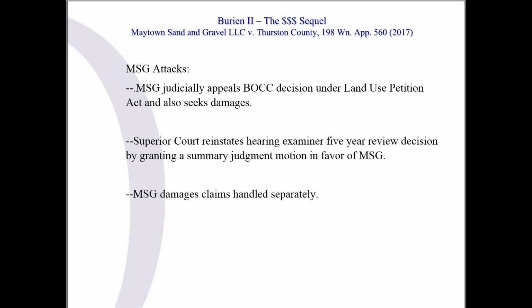At the outset, the Superior Court reinstates the examiner's 5-year decision, says that was valid. All the stuff that the Board of County Commissioners placed on that 5-year review during their appeal was invalid. We're just going to stick with the examiner's decision that there's no need to change the terms of the SUP permit. Everything's fine. So MSG then moves on to their damages claim.